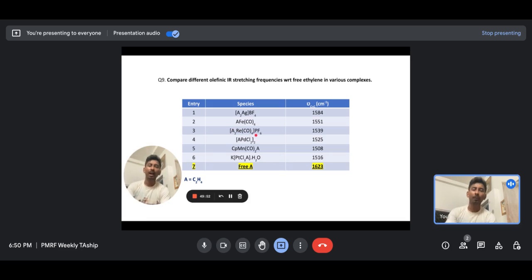Those CO molecules have very high pi acidic nature. So in each of the cases, the ethylene moieties will get dominated over by the CO molecules. So here the value is even less.